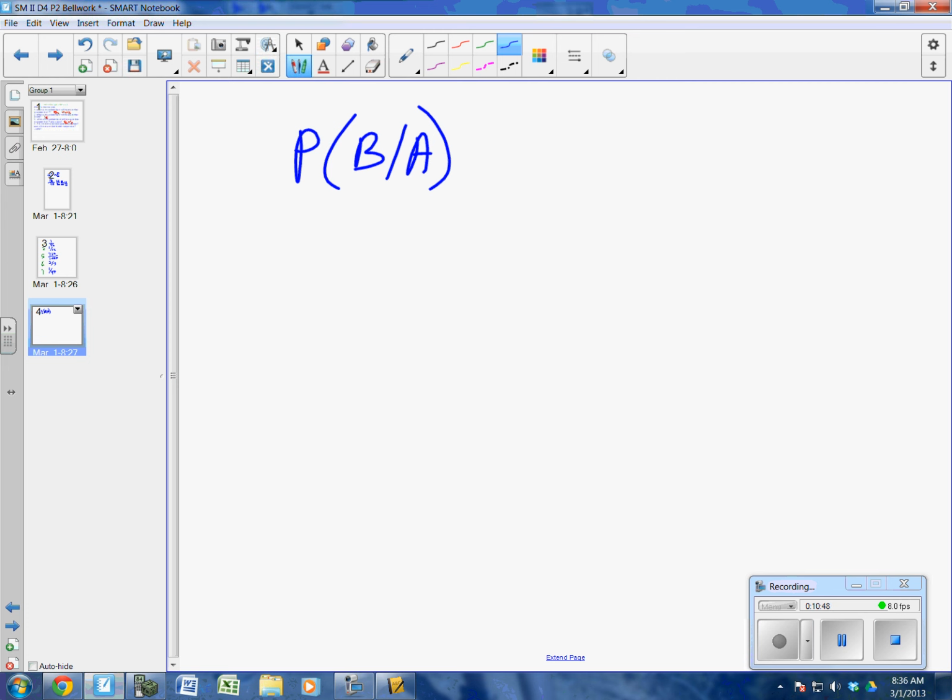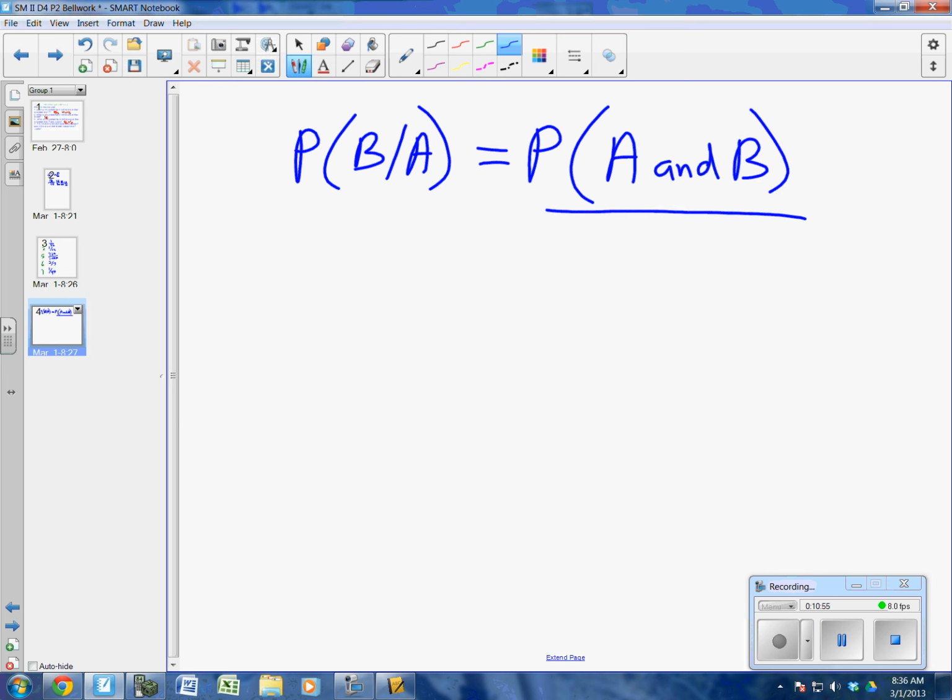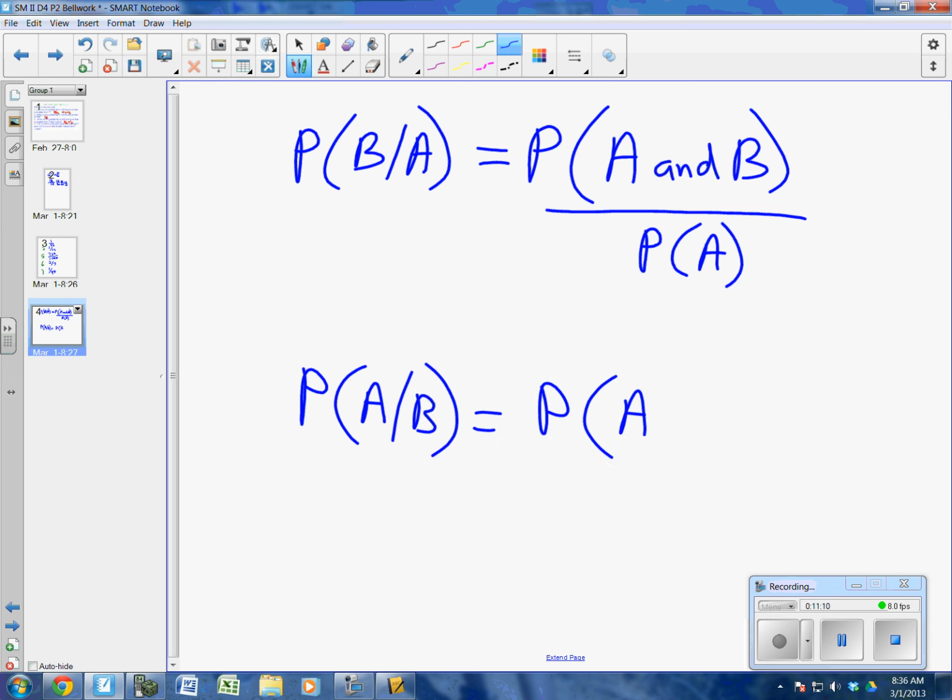Probability of B given A is equal to the probability of A and B, which is the intersection, divided by the probability of A. And we can write it the other way around. The probability of A given B is equal to the probability of A and B divided by the probability of B. Okay, so that's the notation that you're going to use.